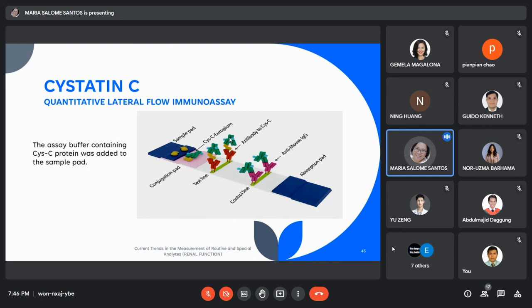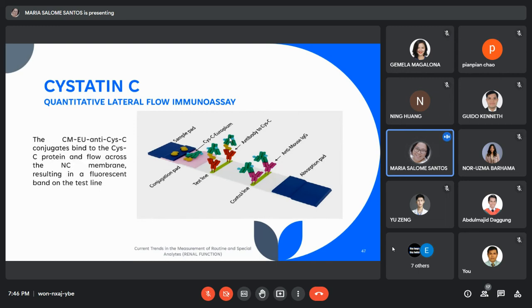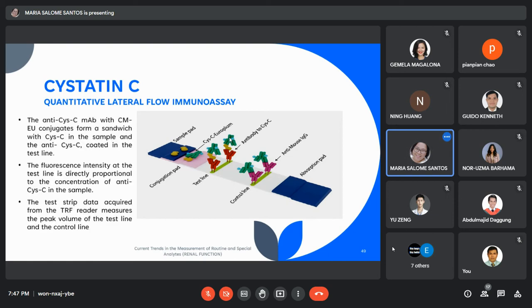So the assay buffer containing cystatin C protein was added to the sample pad, and the carboxylate modified polystyrene europium anti-cystatin C conjugates bind to the cystatin C protein and flow across the nitrocellulose membrane, resulting in a fluorescent band on the test line. The anti-mouse IgG was coated, which binds with the remaining conjugates with the europium to give the fluorescence in the control line.